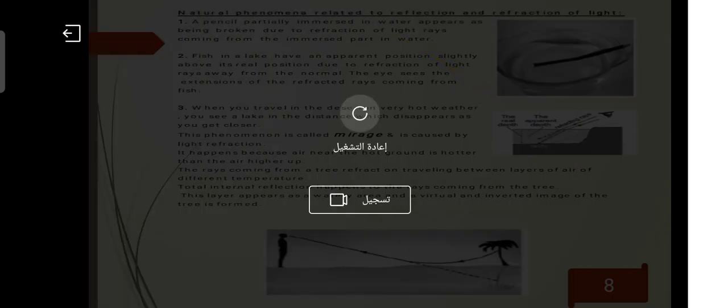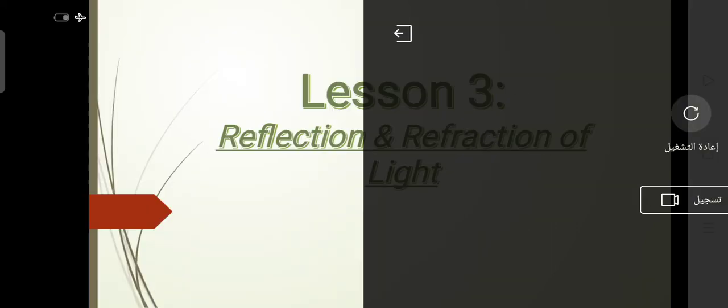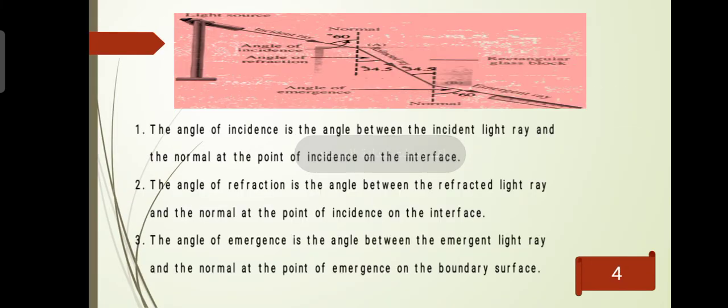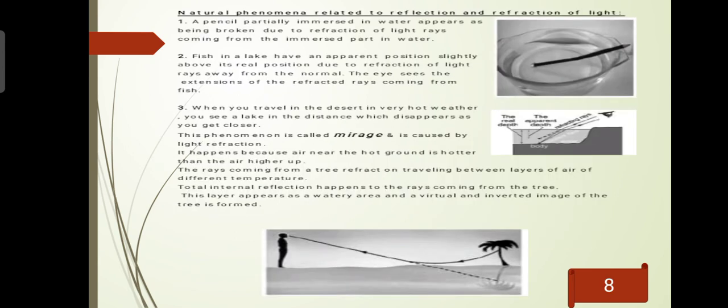And finally, we will talk about when you travel in a desert in very hot weather, you will see a lake at a distance which disappears when you get closer. This phenomenon is called mirage. It's caused by light refraction. It happens because the air near the hot ground is hotter than the air higher up.